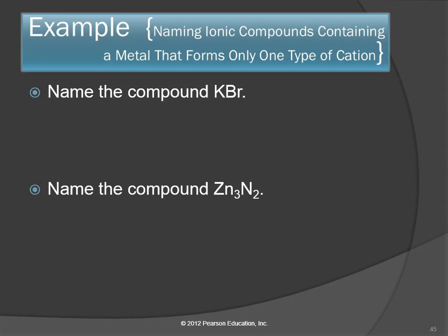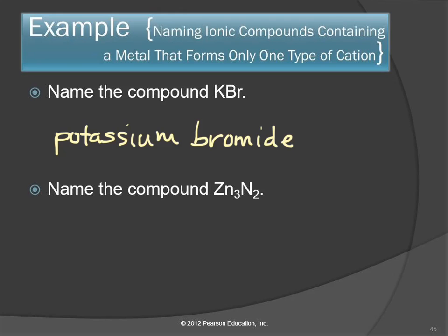So let's do a couple examples. Let's name this guy. KBr. Potassium bromide. So the first element is potassium, so we just write his name. And the second element is bromine, and she changes the ending of her name to bromide. Potassium bromide. Because potassium is in group 1A, we don't need anything else. He always forms a +1 ion. How about this guy? Zn3N2. Zinc nitride.